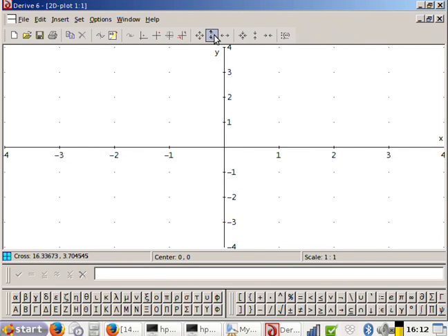Because I go up to 30, I probably want to shrink this a bit. And do I go to minus 4? What's my biggest x value? Is it 4 or minus 4? Okay, so I'll just zoom out a bit here. Right. Ready?